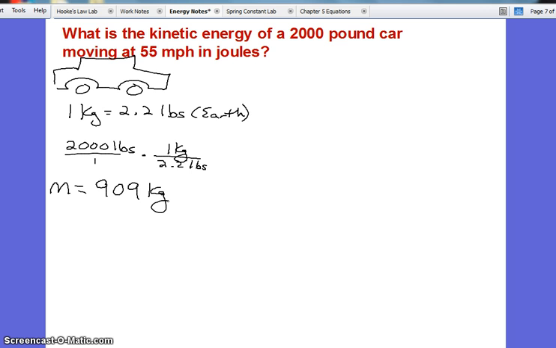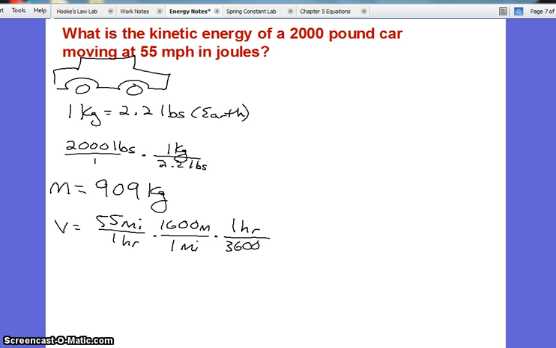What we also need here is we need to go from miles per hour to meters per second. So we know that that is indeed the speed, 55 miles per 1 hour. First we'll convert from miles to meters. And if you're in track, you know that 1 mile is 4 times around, which is 1,600 meters. And an hour, well, 1 hour is 60 minutes, and 1 minute is 60 seconds. So that comes out to be 3,600 seconds in an hour. So our speed comes out to be 24.4 meters per second.